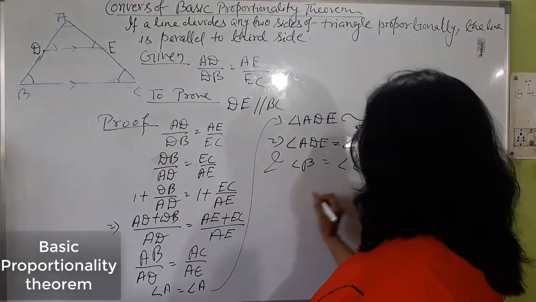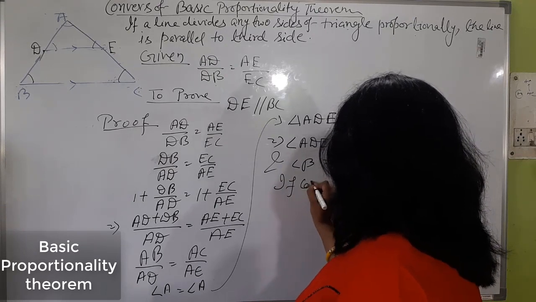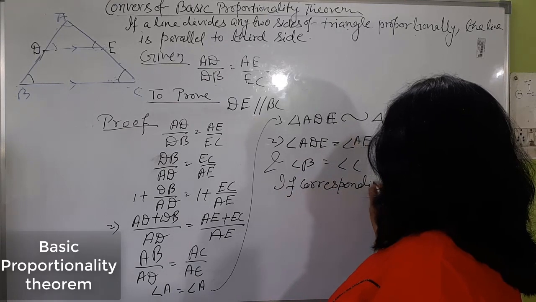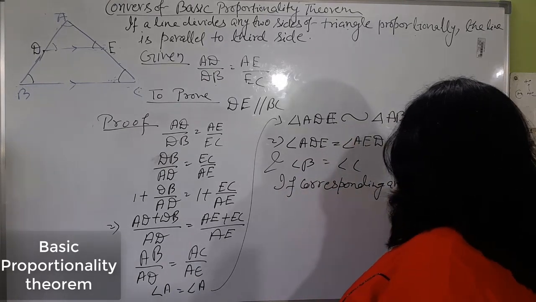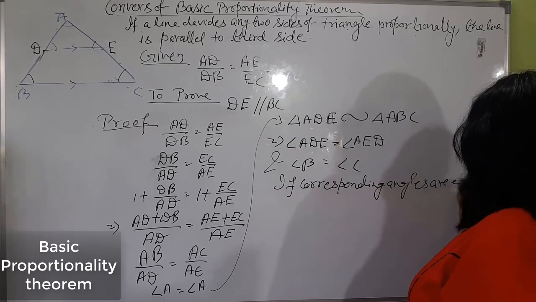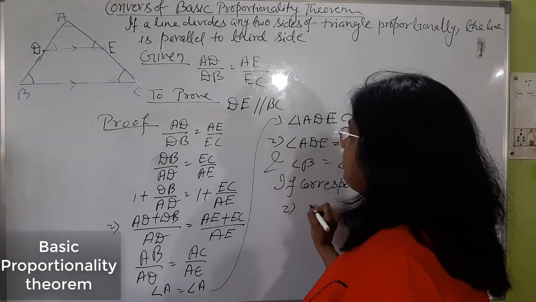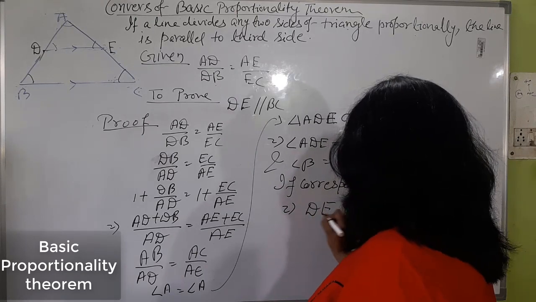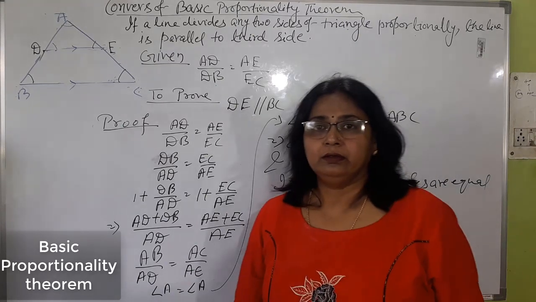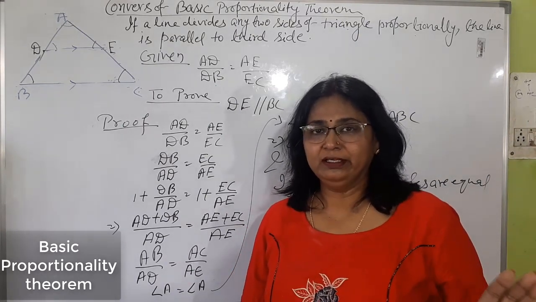Now we can write, if corresponding angles are equal, implies DE is parallel to BC. Now your theorem is proved. I hope you understand properly.